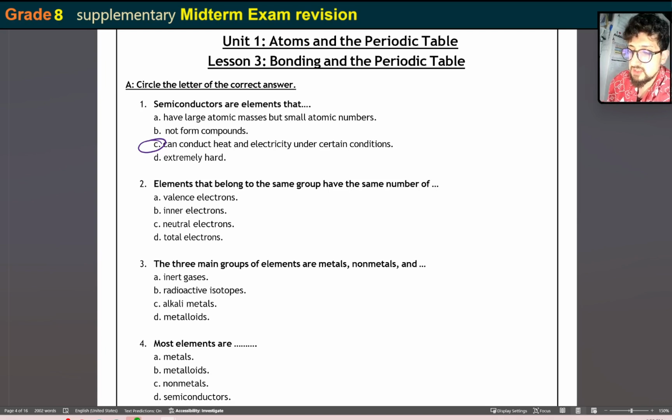Okay, question 2 says elements that belong to the same group have the same number of... If they are in the same group, that means they have the same number of valence electrons. So group 1, for example, lithium, sodium, potassium, rubidium, cesium, francium, all of them have one valence electron. Even though the reactivity increases as you go down, they all have one valence electron.